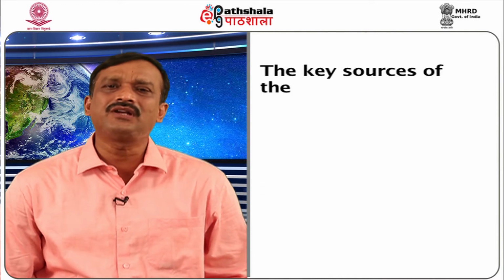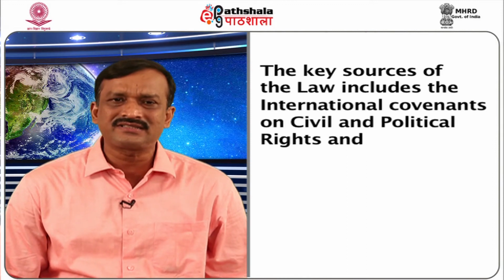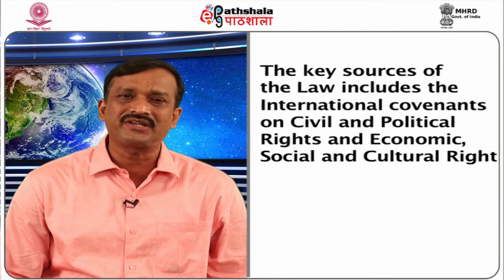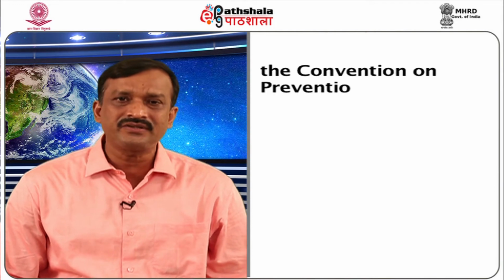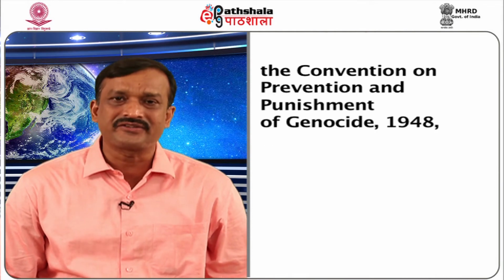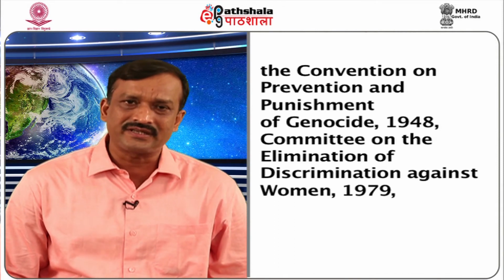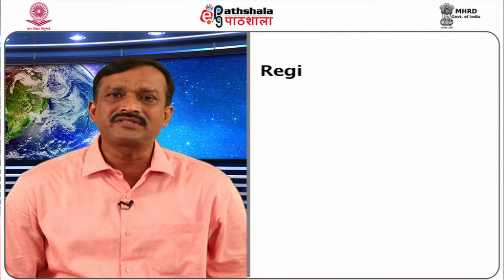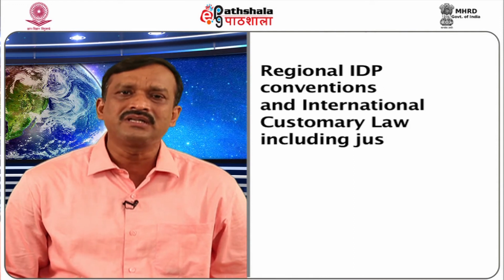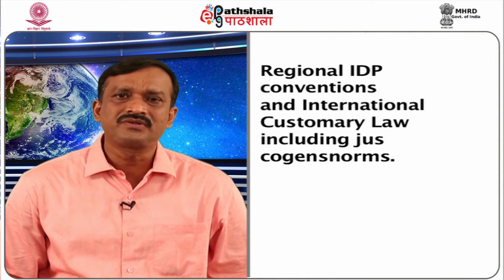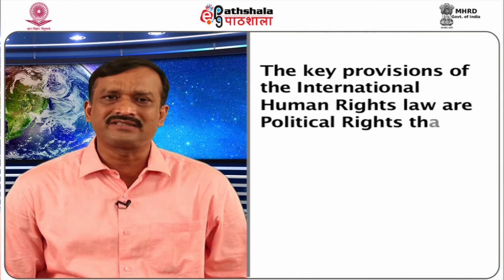The key sources of the law include the International Covenants on Civil and Political Rights and Economic, Social and Cultural Rights 1966, the Convention on Prevention and Punishment of Genocide 1948, the Convention on the Elimination of All Forms of Discrimination Against Women 1979, regional IDP conventions and international customary laws including jus cogens norms.